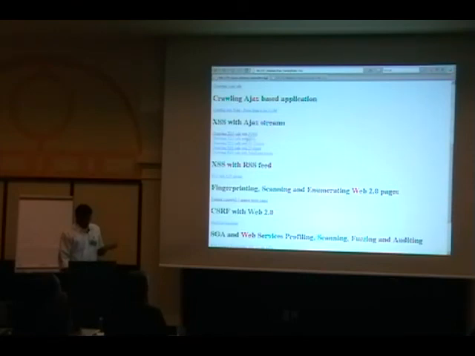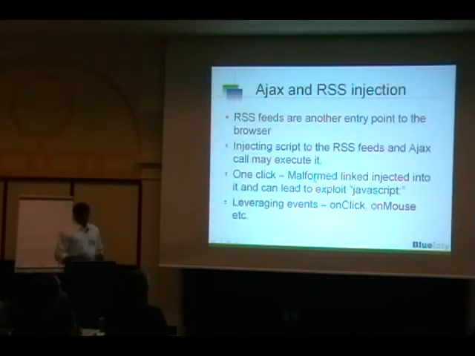Similarly, you can have an XSS stream coming through XML, a JS object, a JS array, or JavaScript. Another interesting thing where a lot of vulnerable sites have been discovered is the RSS feed. People are using a lot of different RSS feeds, and there are a lot of online RSS readers as well. So RSS feeds are another entry point to the browser. Injecting script into RSS feeds and Ajax calls may get executed.